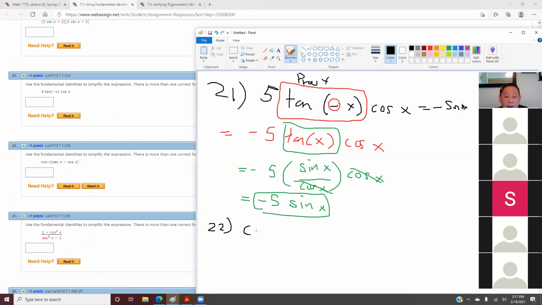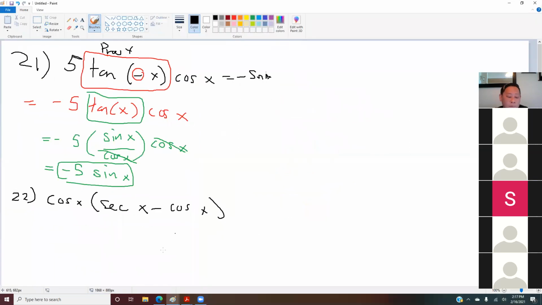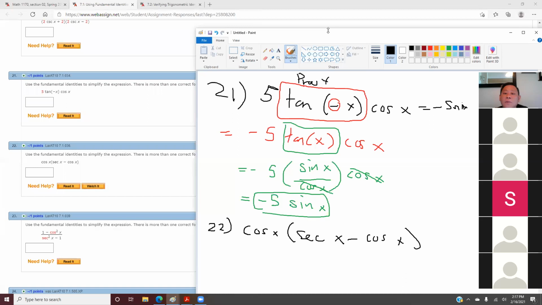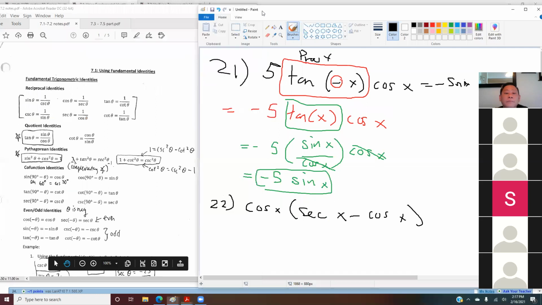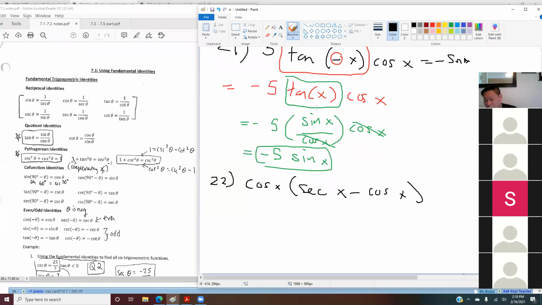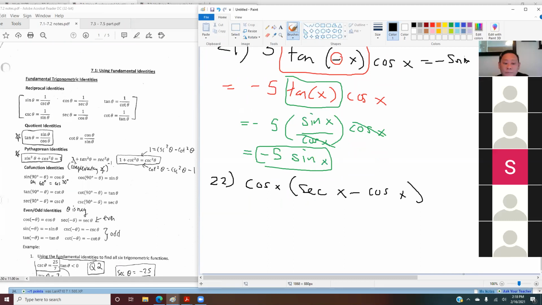Next, the same thing. You have to simplify this. Cosine x times secant x minus cosine x. So anyone know what identity we should use here? Anyone? I'm not doing work today. You guys have to do the work because I know what to do. Anyone know what to do? This is not tough. I can tell you the answer. The answer in this case is sine square x.